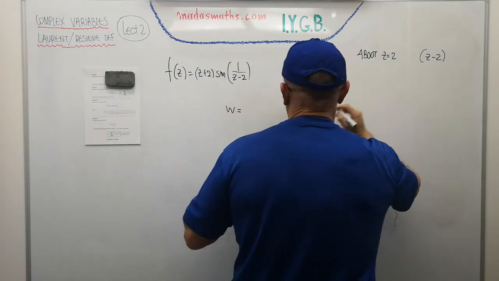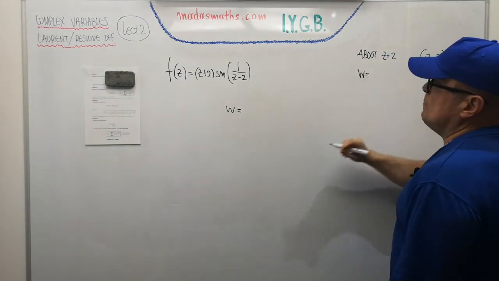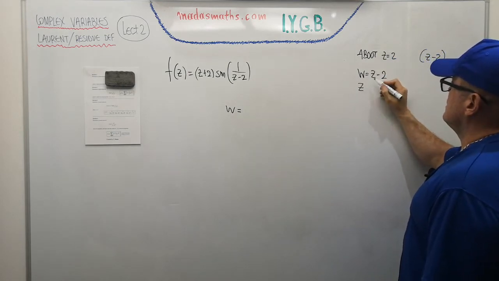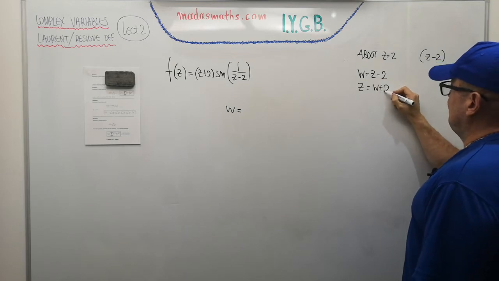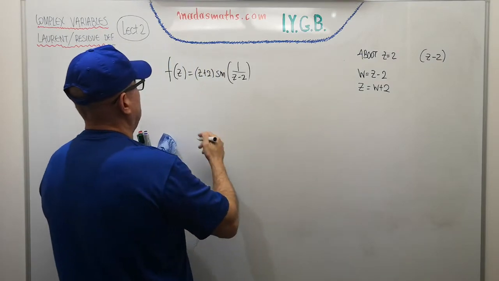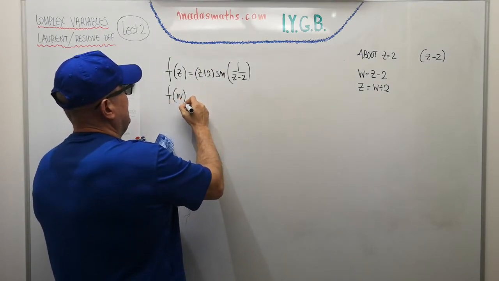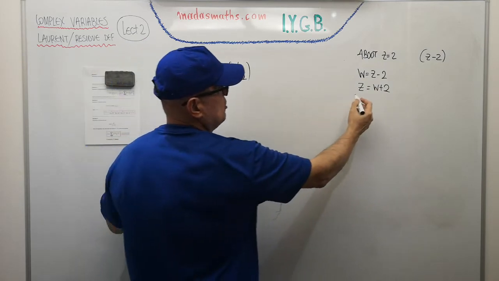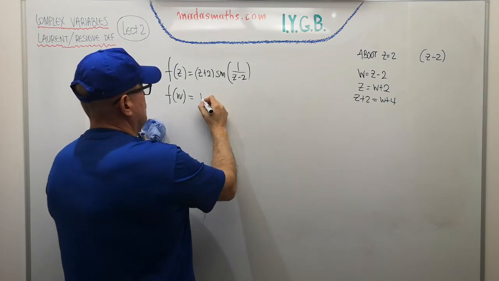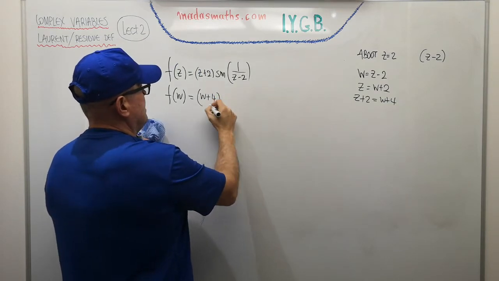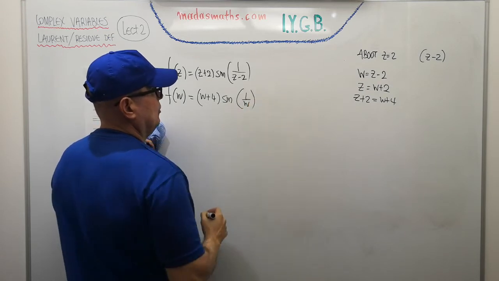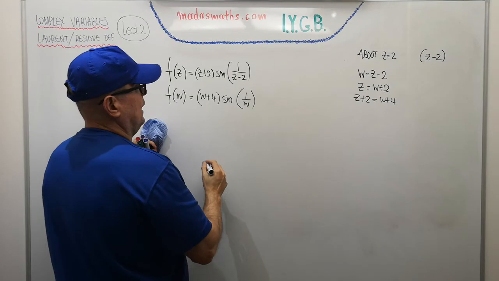I'm going to write it here, actually. W, for the time being, is z minus 2. So, consequently, z is going to be W plus 2. So let's see how that changes my function. Let's call it f of W now. z plus 2 is of course W plus 4. So this has changed to W plus 4, and the sine now is the sine of 1 over W. It's not too bad. Okay, so we can do some kind of expansion.